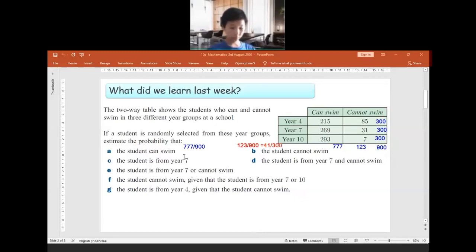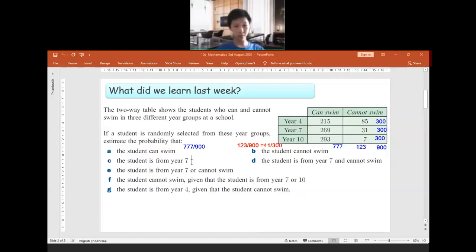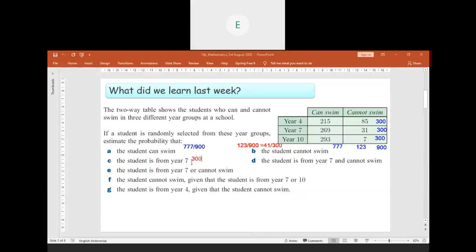For question C, the student from year 7. What is the probability? 300 out of 900. When we simplify, it will be 1 out of 3.